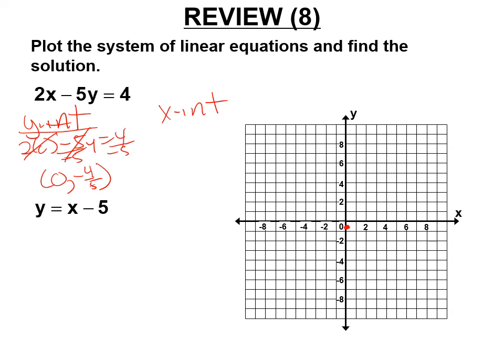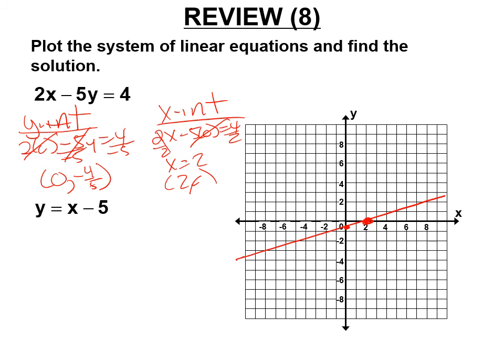X-intercept. So the x-intercept, make y equal to 0. Divide both sides by 2. X equals 2. 2, 0 is the x-intercept. All right, so there's that. Now I'm going to do the other one. But first, I guess I will graph this.